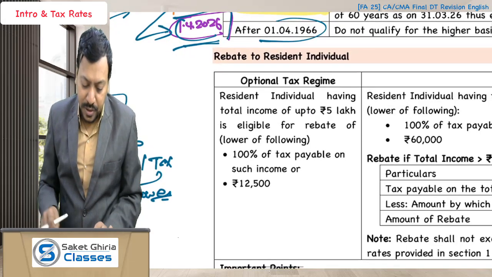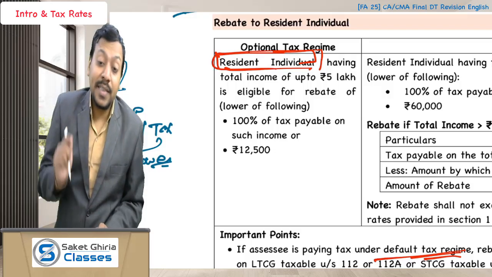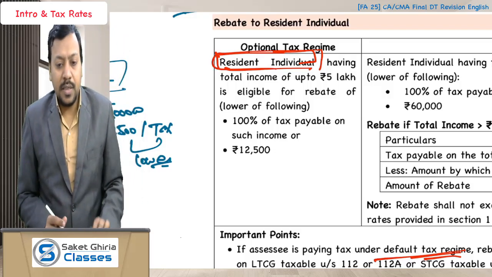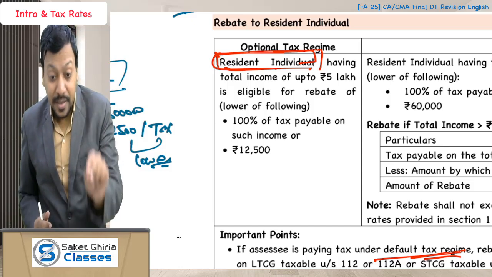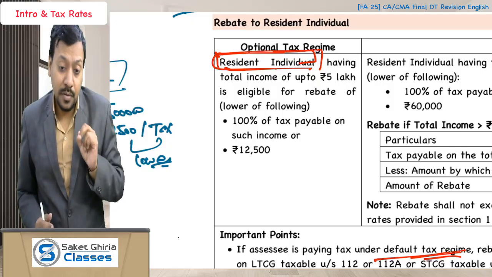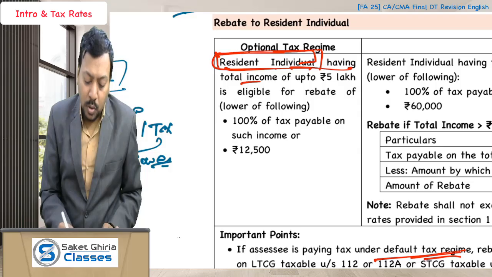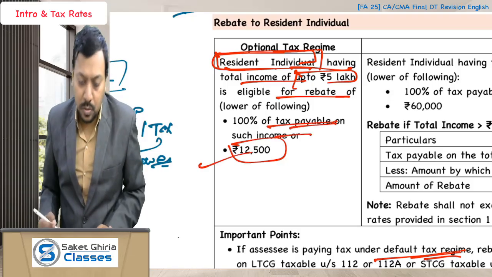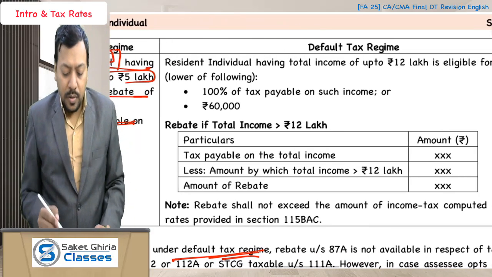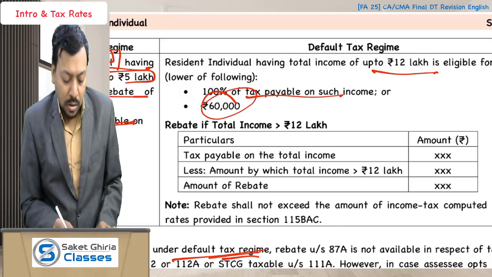Okay. Rebate to resident individuals. It is very important to understand that only resident individuals are eligible for the 87A rebate. If you are a non-resident individual, you are not eligible. If you are a resident HUF, you are not eligible. Only a resident individual having a total income of up to rupees 5 lakh is eligible for the rebate, and the amount of rebate is 12,500 or 100% of tax payable, whichever is lower. What about the default regime? If your income is up to rupees 12 lakh, then you will get 100% of the tax payable, or rupees 60,000, whichever is lower.